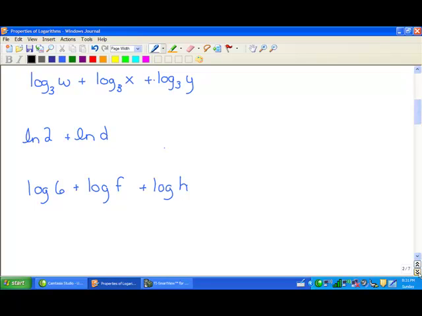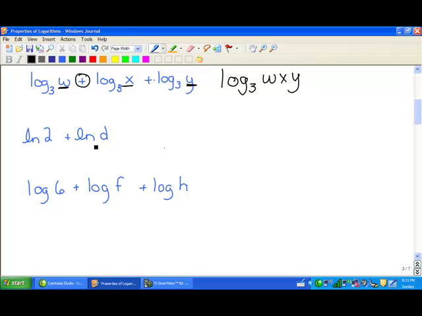Let's work backwards. If we have log base 3 of w plus log base 3 of x plus log base 3 of y, and we are going to contract that or write that as a single logarithm where we can only write log base 3 once, the plus sign indicates that we used to have a product. So we'll have log base 3 of w times x times y.